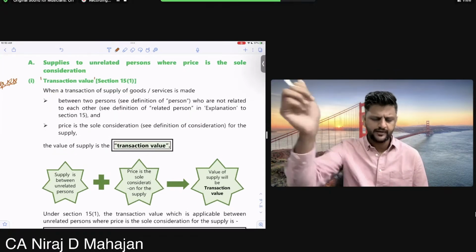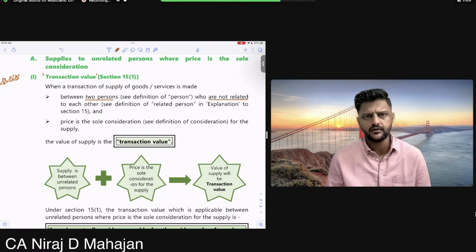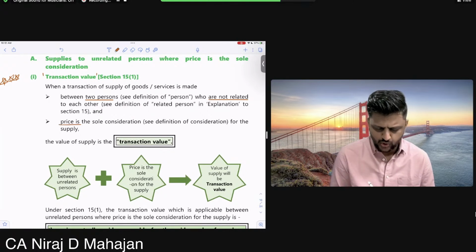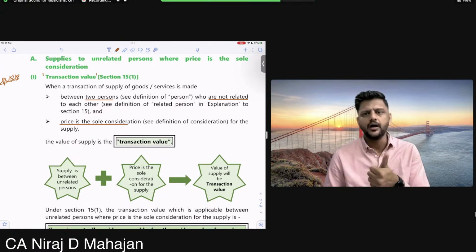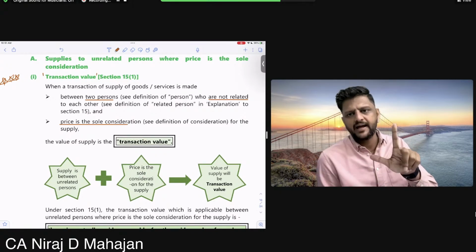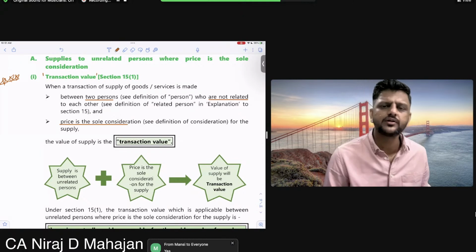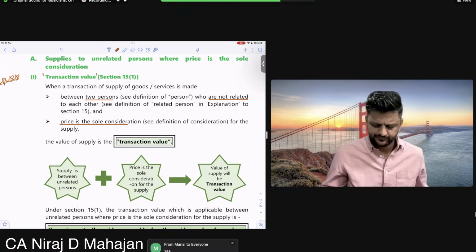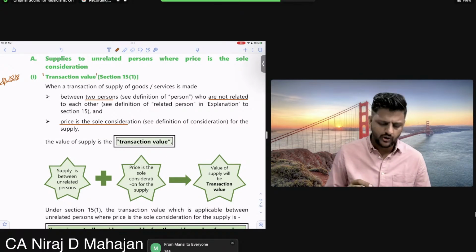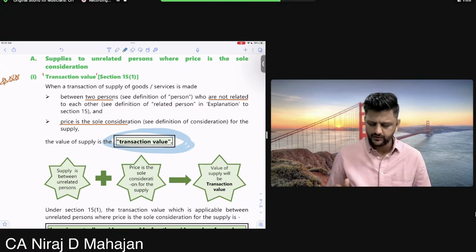Where a transaction of supply of goods or services is made between two persons who are not related. Clear till here? And price is the sole consideration. Yes, till here? So what all? Unrelated person supply, price is the sole consideration. Isn't it, children? Unrelated supply, parties are unrelated, and what is the consideration? Price is the only determining factor. No relation, nothing else. Okay? Then the value of supply, children, is called the transaction value. Value of supply is called the transaction value. Okay, everybody?